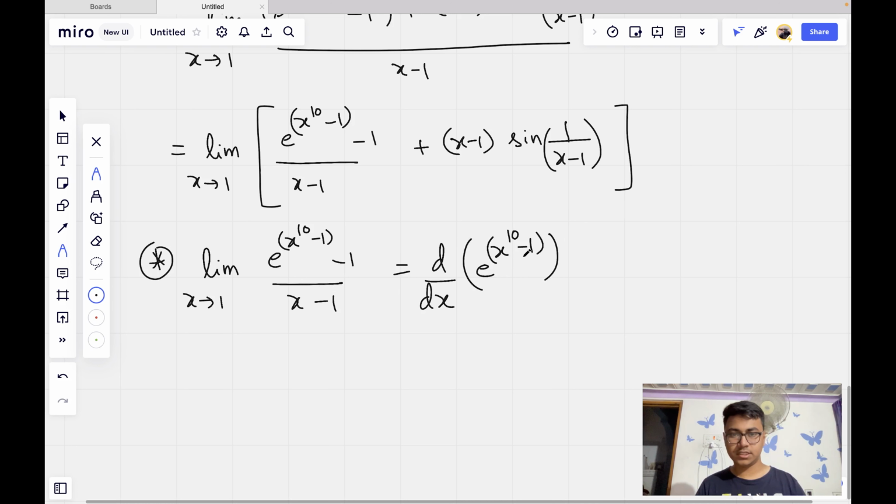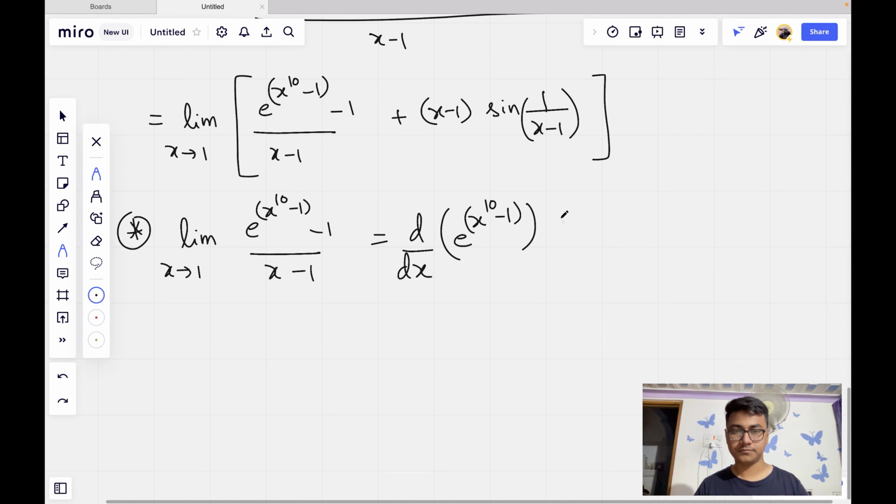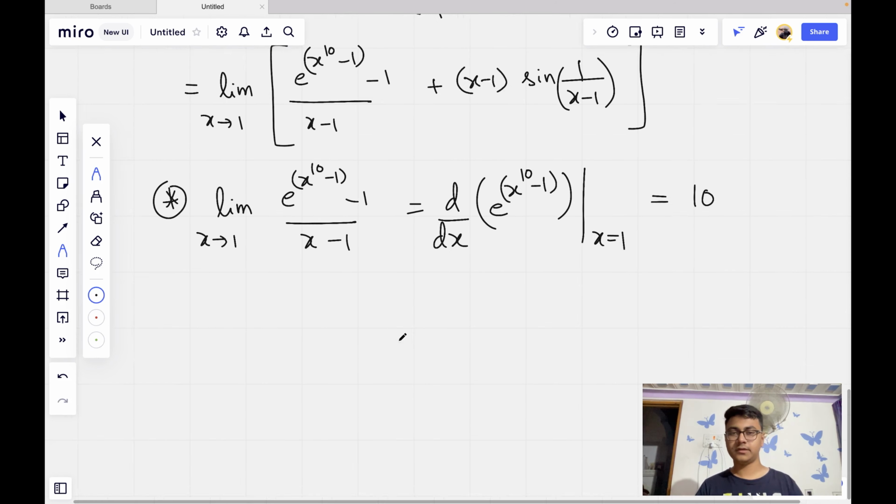If you take this as g of x, then this is g of x minus g of 1, because if you put x equals 1, this becomes 1 by x minus 1. So this is just the limit form of the derivative, the first principle. I'm sorry, the derivative at x equal to 1, this is equal to just 10, right? So this is the first limit.